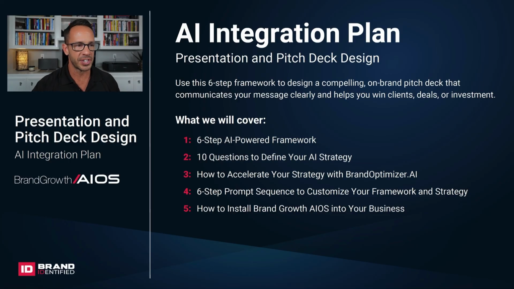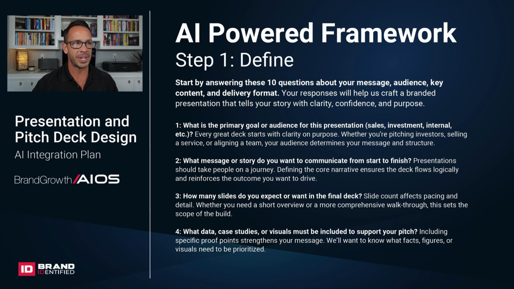We are going to cover today, first off, the 6-step AI-powered framework. Then I'm going to help you define and answer the 10 questions that you must define for this AI strategy. Then I'll show you how to accelerate your strategy using the custom GPT over at BrandOptimizer.ai. Then I'm going to walk you through a 6-step AI prompt sequence to customize your framework and your strategy for your specific business, also using BrandOptimizer.ai. And then finally, I'm going to show you how to install Brand Growth AIOS into your business. So let's jump in and get started.